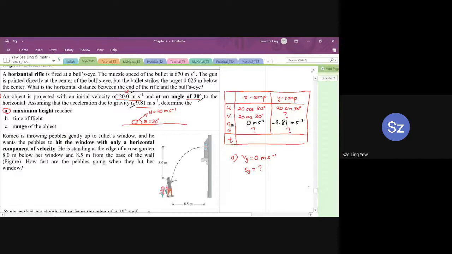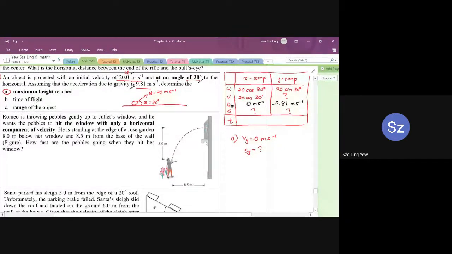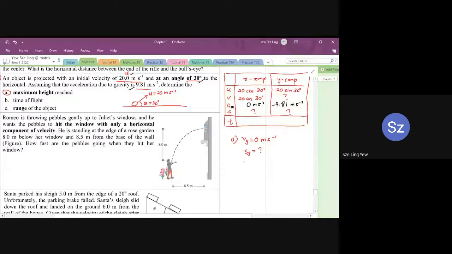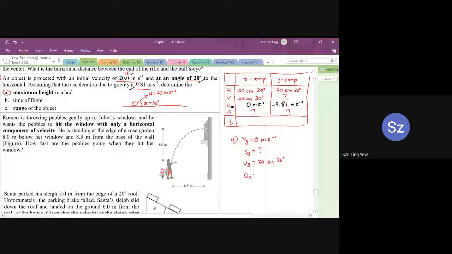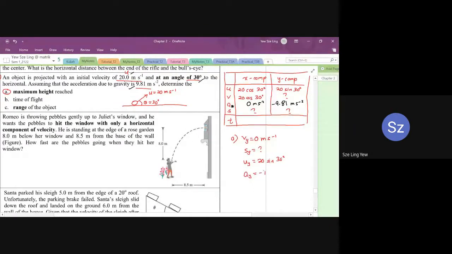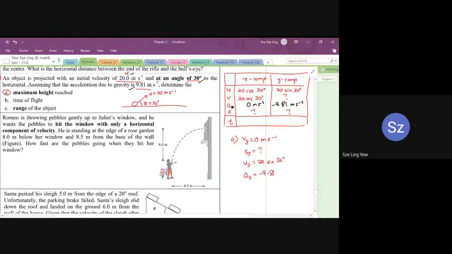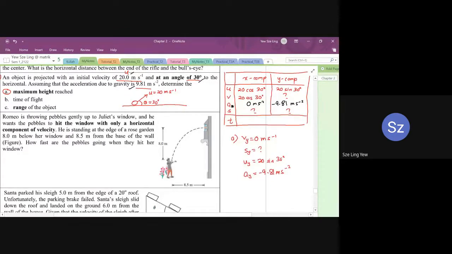What is the other information that you have? So let's go back to the table. Okay, table tells you that you have Uy. So Uy, you can use it. So Uy is equals to 20 sine 30 degree. Table gives us Ay equals to negative 9.81 ms negative 2. Okay, so now you have these 4 variables, then you compare with the 4 equations just now. See which equations contain these 4 variables.